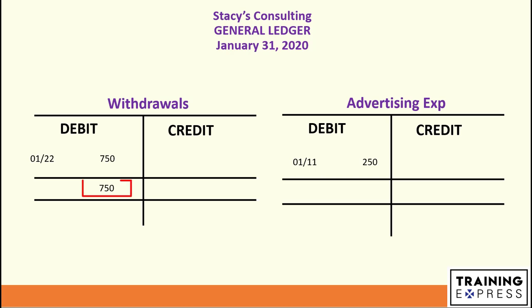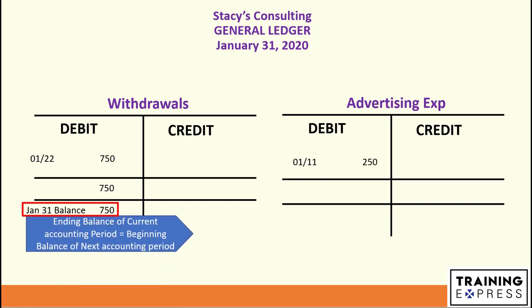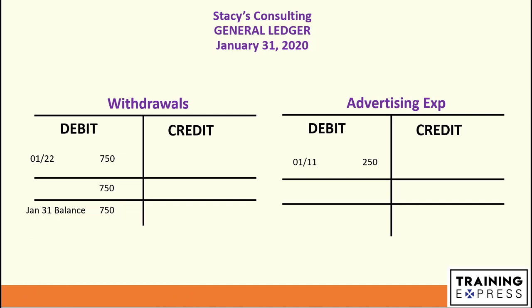So let's total the debit side, and we will get $750. Now, because the debit side is greater than the credit side by $750, we will write the ending balance on the debit side. Remember, the ending balance of one accounting period is actually the same as the beginning balance of the next accounting period. Now let's move on to the advertising expense.